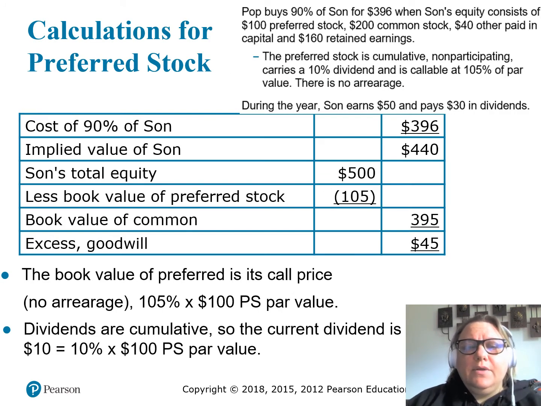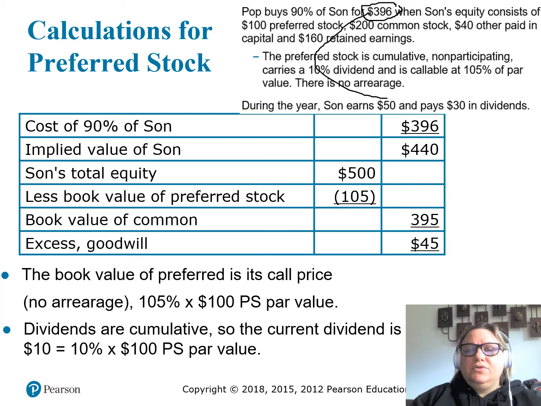Okay, so let's get going. So first thing we're going to do with this calculation is the easy stuff. So I always like to start with the one thing I know. So the first thing we've got is we've got 90% of Sun for $396. Let's go ahead and get this one. Circle it for you right here. Easy stuff first. $396, 90% of Sun. Whoosh, right here.